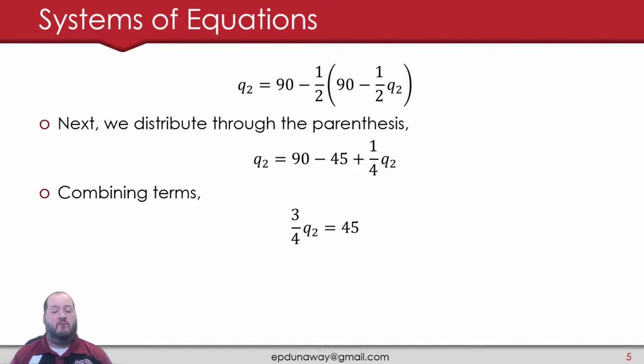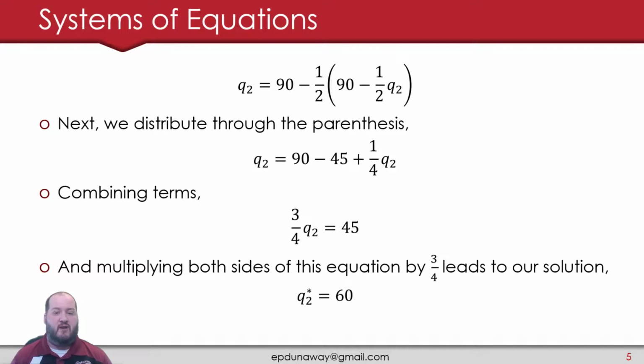Well, it's starting to get much more manageable. All I need to do here is multiply both sides by 4 and divide both sides by 3. And from there, I get our solution, where q2 star, and I always use a star to denote an equilibrium, is going to be equal to 60 in this case. And that's my equilibrium quantity for firm 2 right there. That's all we need to do, just a little bit of algebra.